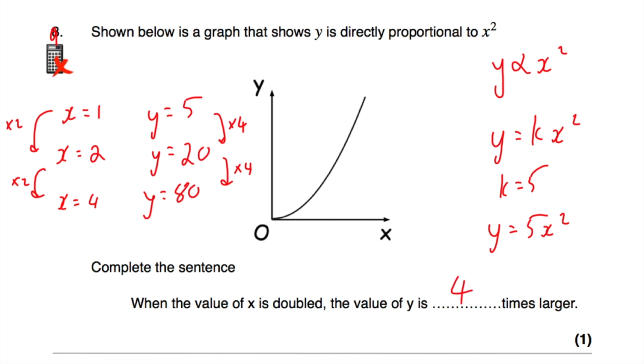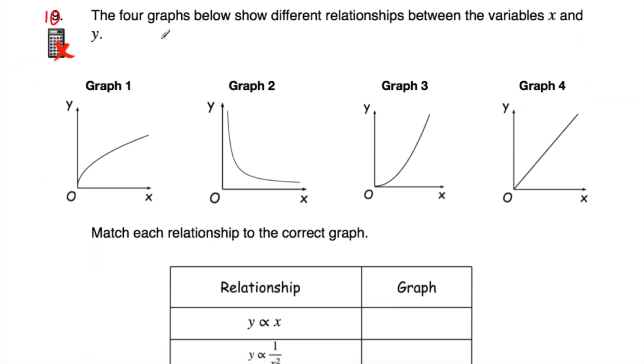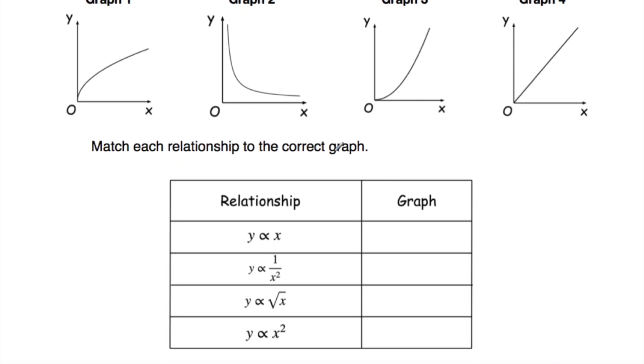Okay, let's look at our next question, question number 10. Question number 10 says the four graphs below show different relationships between the variables x and y. So we've got these four graphs and the question says match each relationship to the correct graph. So we've got these four relationships. Let's have a look at the first one. y is directly proportional to x. So we know that's going to be a straight line starting at the origin going upwards; as you double x, you double y.